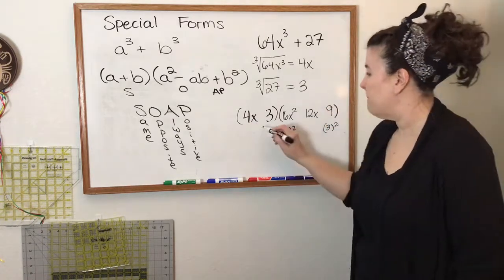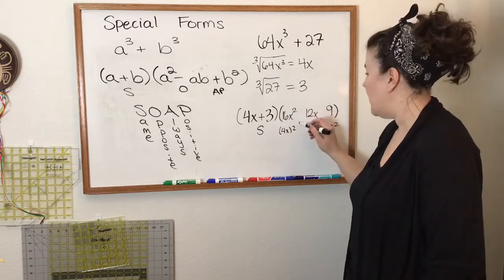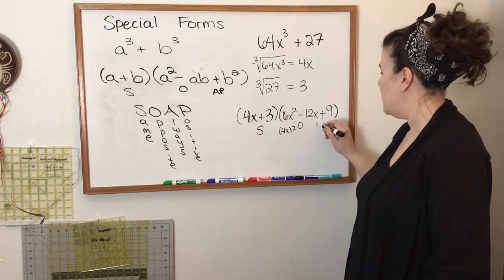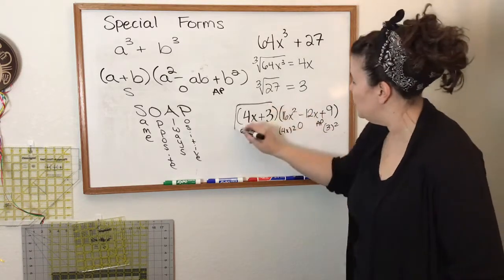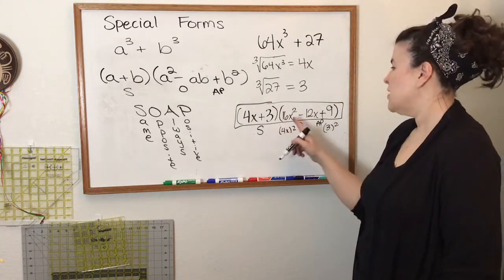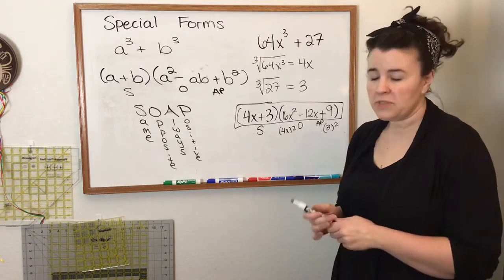And now I do my SOAP. Started positive, so same as positive. My O for SOAP is opposite, so it was a positive and went negative, and then AP is always positive. So my answer to this, or my factor of this, will be 4x plus 3 times 16x squared minus 12x plus 9. So that is special forms.